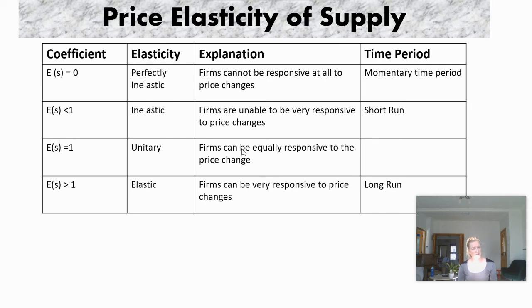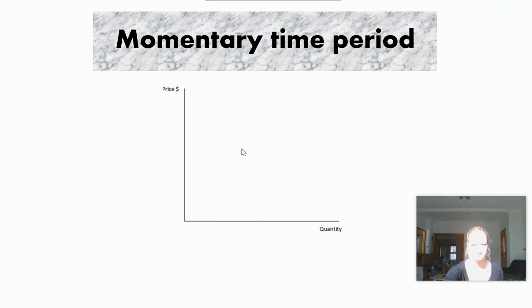If it's unitary, the coefficient will be equal to 1. This means that the firm is equally responsive to the price change. So if there's an increase in the price by 10%, then the quantity supplied would increase by 10% also. And then the last one, if the coefficient is greater than 1, the elasticity of supply will be elastic and firms can be very responsive. So this means that they must be in the long run.